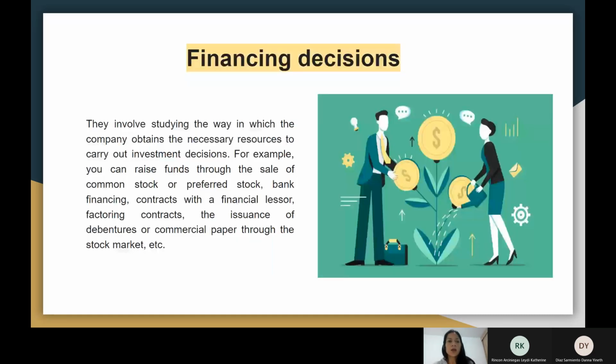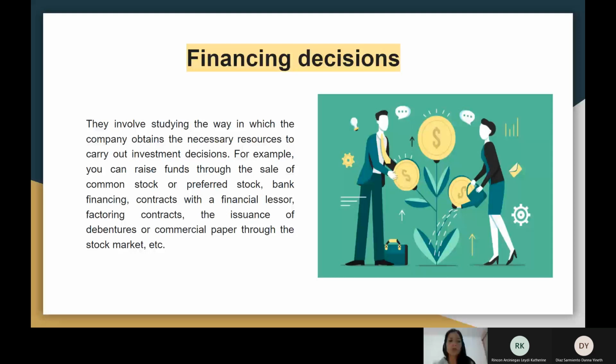Financial decisions. They involve studying the way in which the company obtains the necessary resources to carry out investment decisions. For example, you can raise funds through the sale of common stock or preferred stock, by financial contracts with a financial lessor, factoring contracts, the issuance of debentures or commercial paper through the stock market, etc.